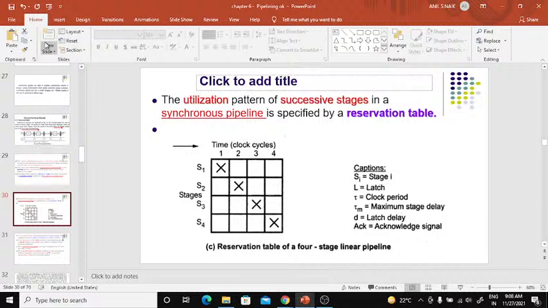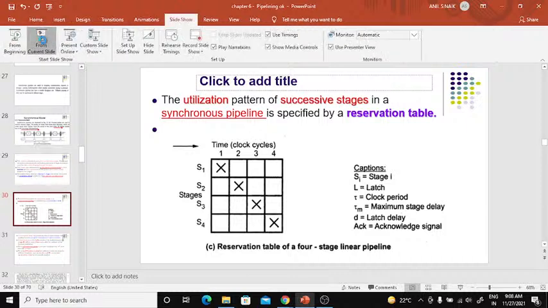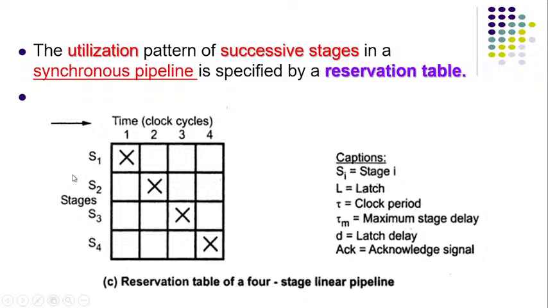Now we'll continue with the last class content. We discussed the reservation table, in linear or non-linear pipeline. In a linear pipeline there are two types, asynchronous and synchronous. The reservation table shows the utilization pattern of successive stages.